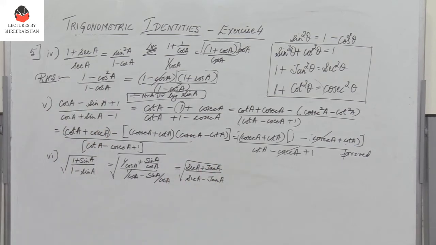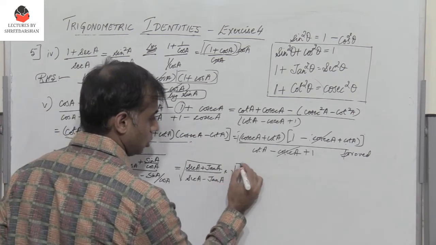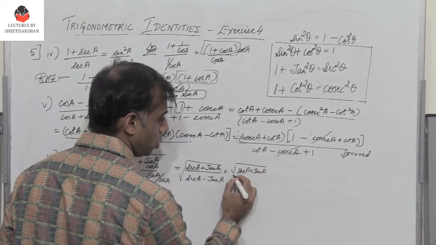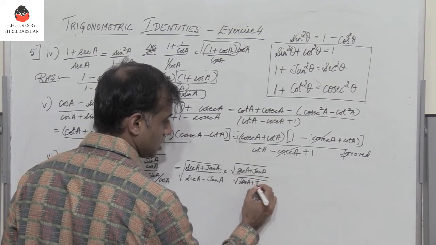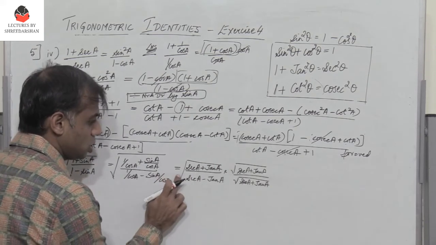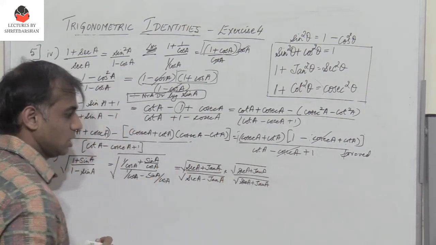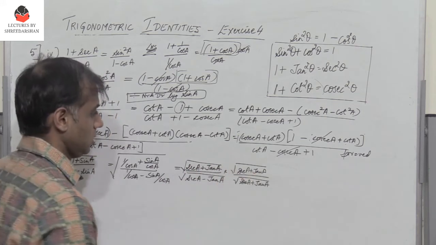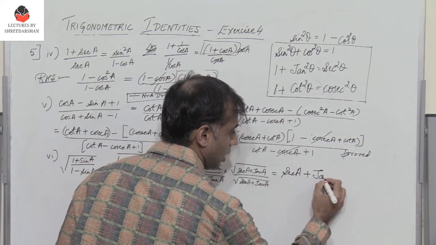So let me rationalize this. So how do I rationalize? I have to multiply it with root of secant A plus tan A, both in the numerator and denominator. Root of secant A plus tan A. So here numerator, so this can actually be written as root of secant A plus tan A divided by root of secant A minus tan A. So this is of the form root A plus root A, which is A. So this gives me secant A plus tan A.